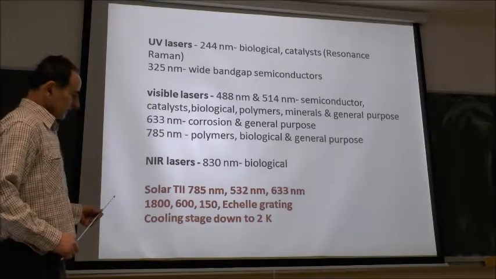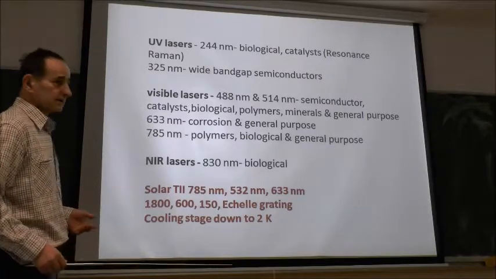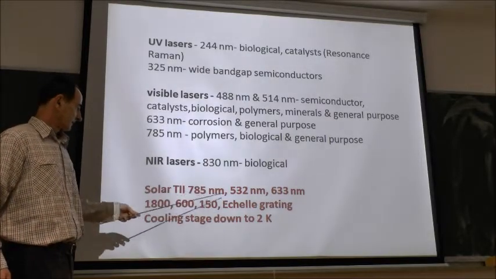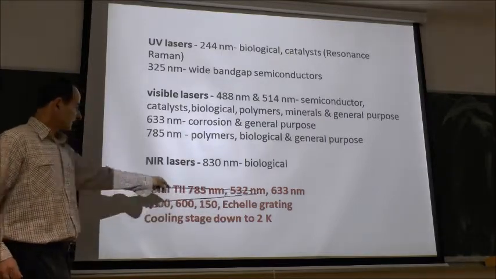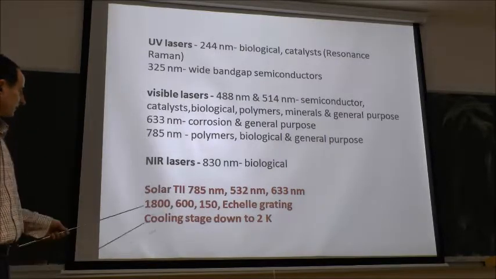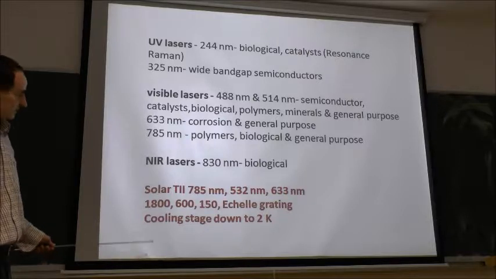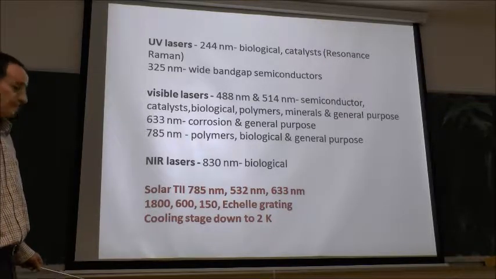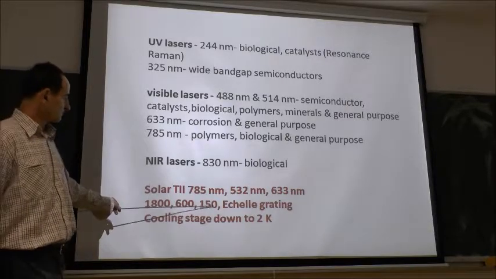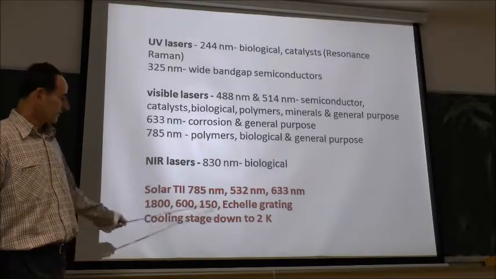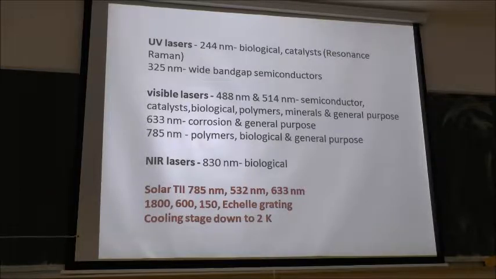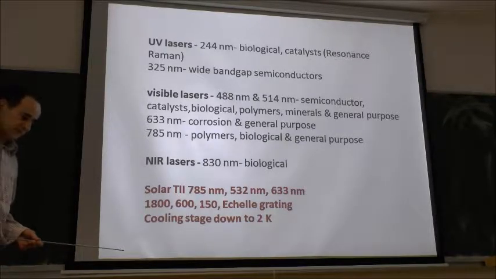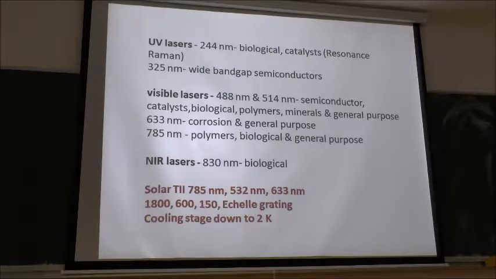For our instrument, we have three laser lines. This is 785, 532, and 633 nanometers. So this is in the visible range. This is infrared. There are also four gratings. The first one is for high resolution work, and the other one is for wide range coverage, so you can make a spectrum over a wide range of frequencies. In addition, there is a cooling stage, which is Oxford Instruments. It provides cooling of the sample down to 2 degrees Kelvin.